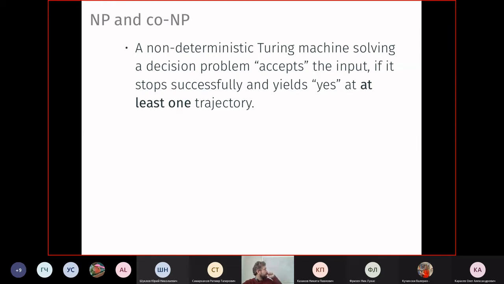And this is the rewriting of the NP class in terms of Turing machines. So we say that it accepts if there is at least one trajectory which yields yes, and if there is no such trajectory, then it says that it fails.